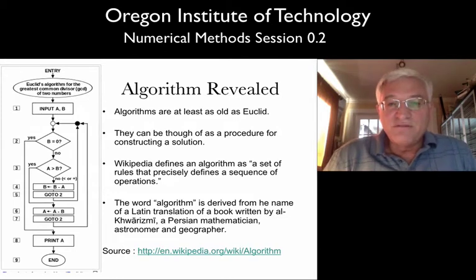The word algorithm has its origin from a book that was written by a Persian mathematician in the Middle Ages, but algorithms are much older than that. Euclid himself had an algorithm for looking for the greatest common divisor of two numbers, and that's shown on the left, courtesy of Wikipedia. And today, algorithms are the basis for all modern mathematical software.